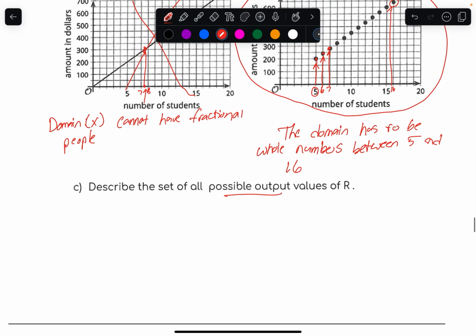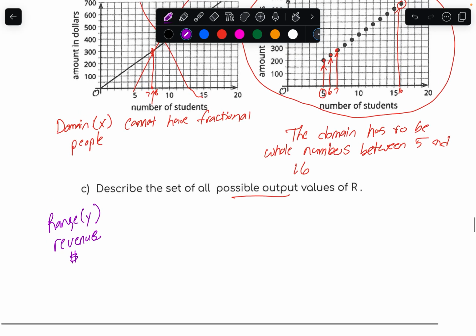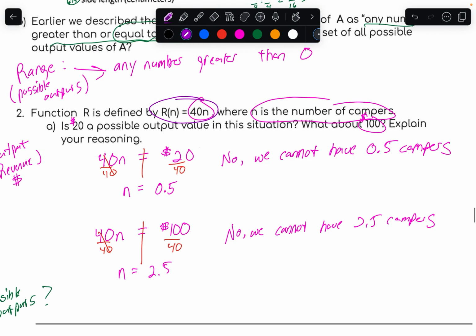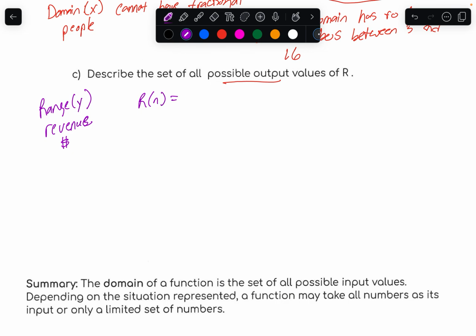Describe the possible output values of R. So now we're talking about the range, in other words, the Y values, which would be revenue, dollars. And so what are the possible revenue values? Well, if the domain is whole numbers between 5 and 16, let's just think about our function here is represented by 40 times the number of campers. So R of n equals 40n.